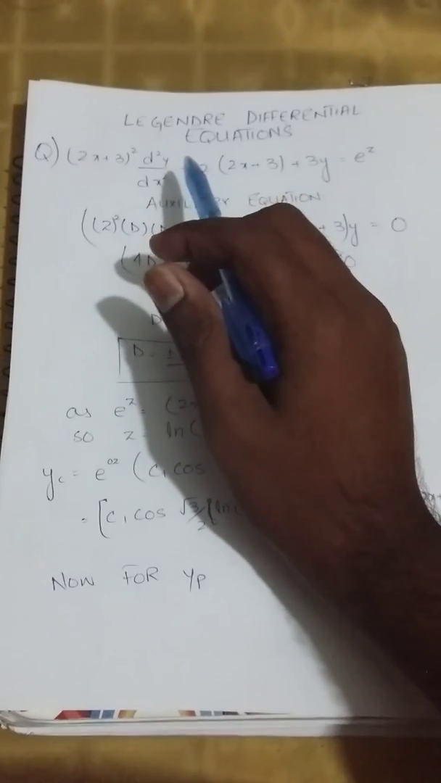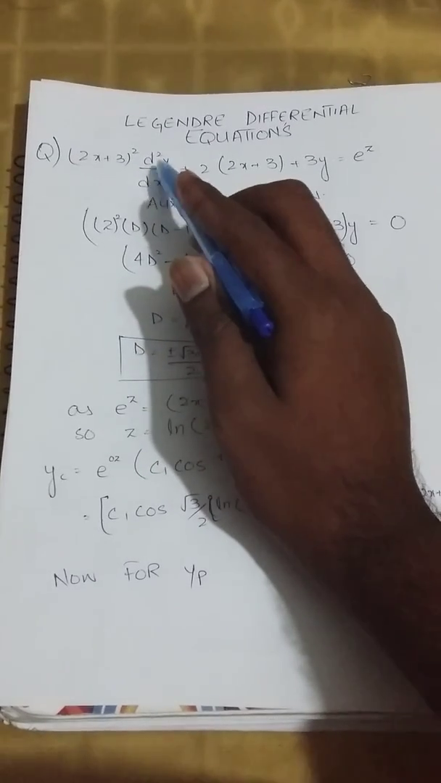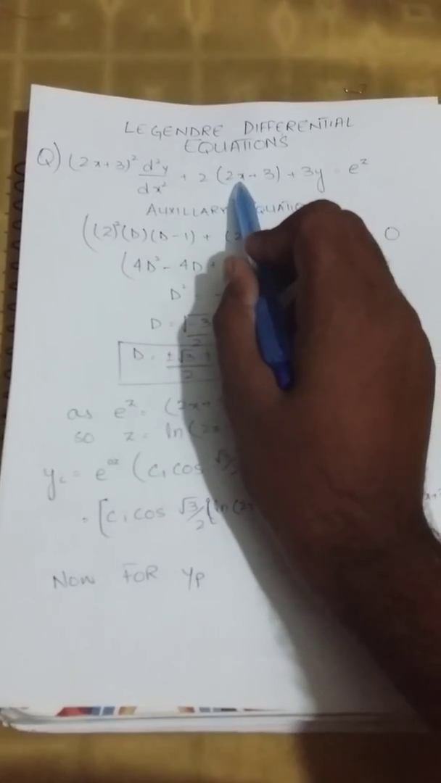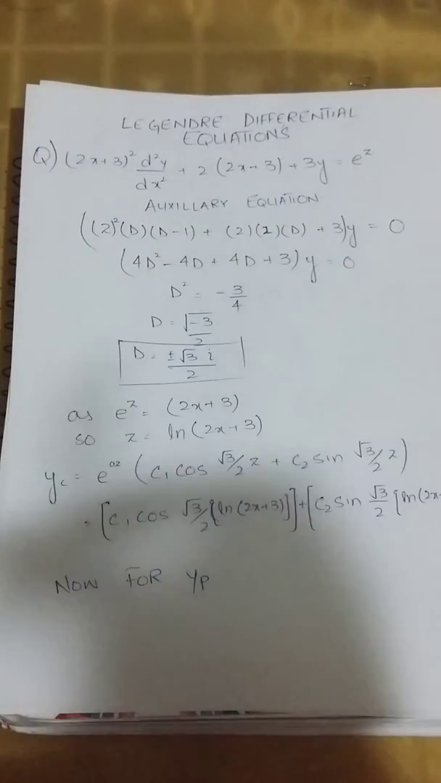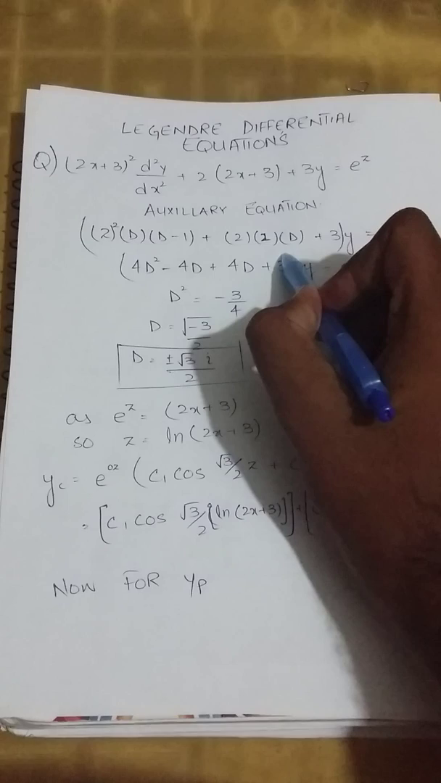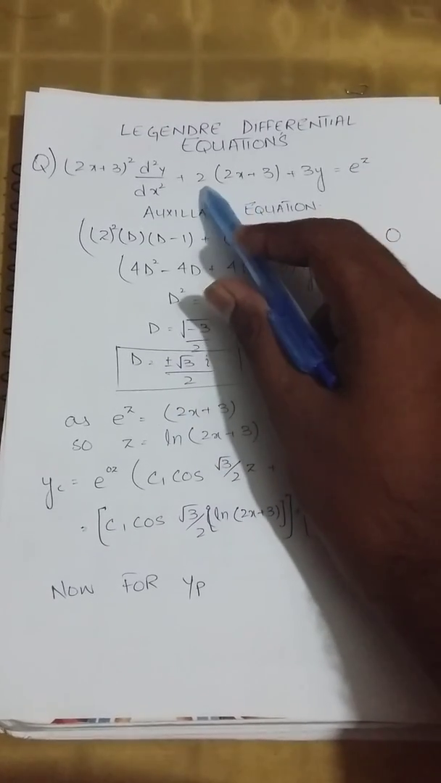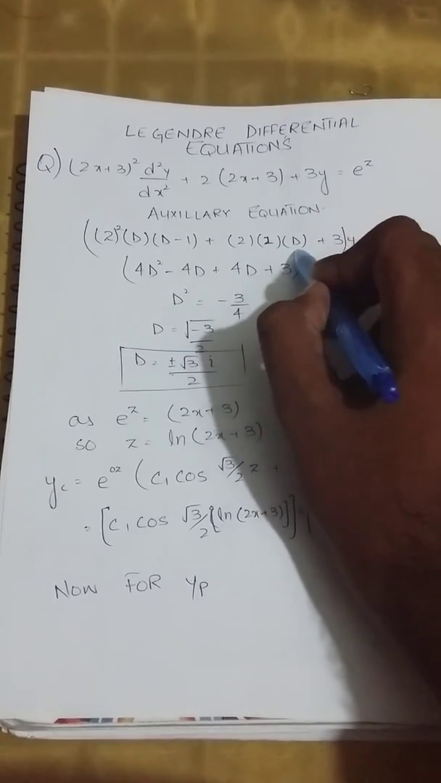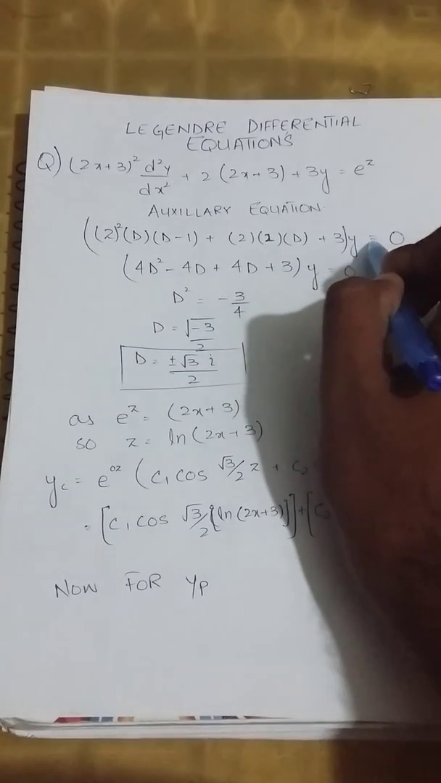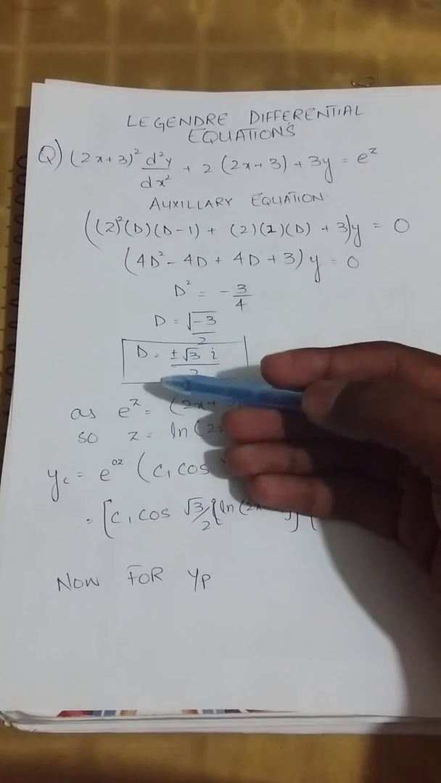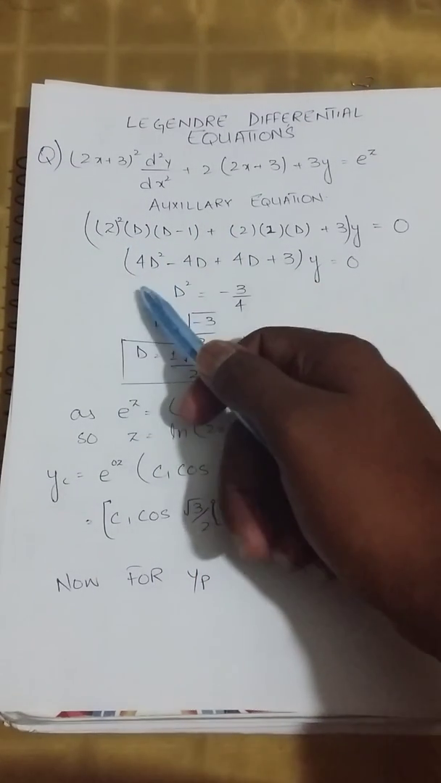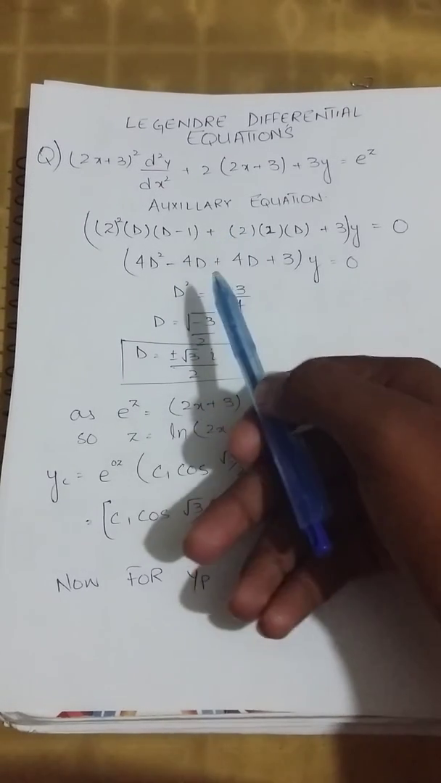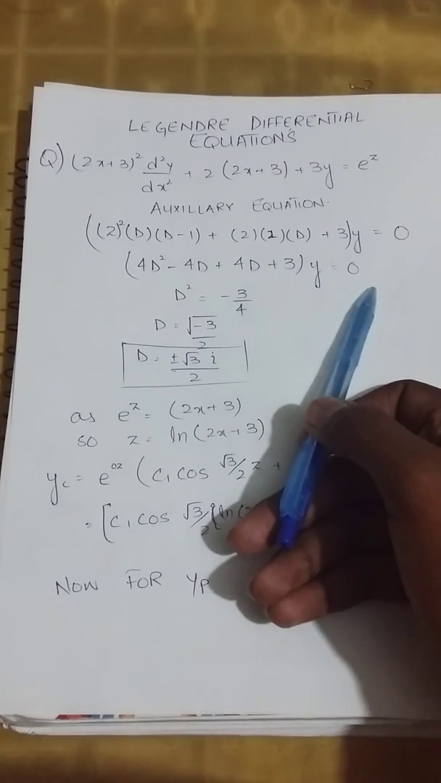One thing is very important: when we have d²y/dx², we write here D(D−1), and when we have only the same thing with power 1, we write only a D, like it's written here, the 2 from here, like that, 2 into 2 into D, for this equation, plus 3, we get the whole y equal to 0. As we are making an auxiliary equation, we will multiply this simply, which will become 4D² − 4D + 4D + 3, and that is the whole y equal to 0.